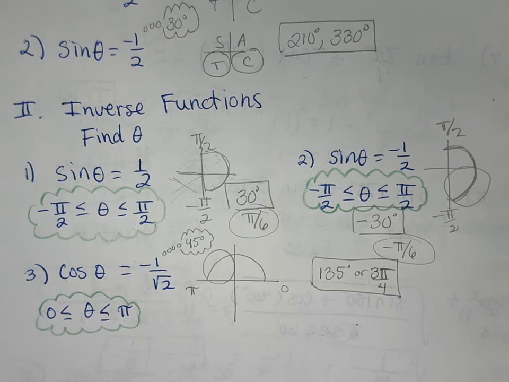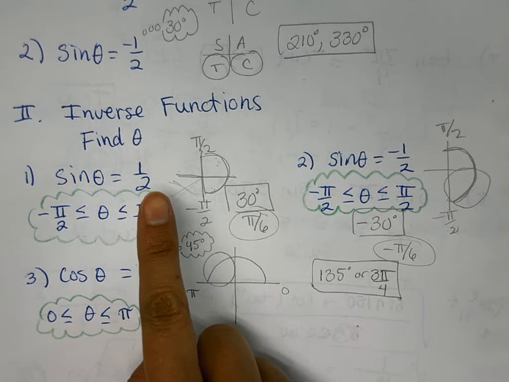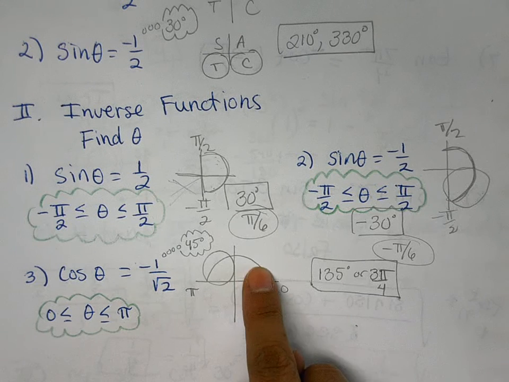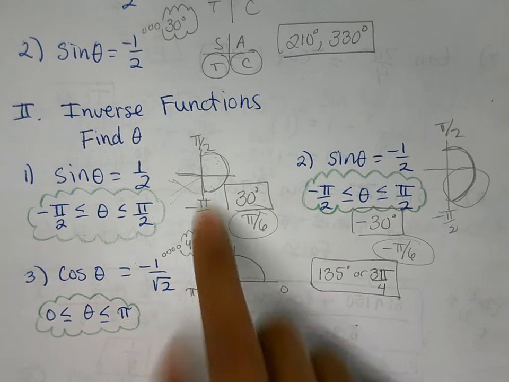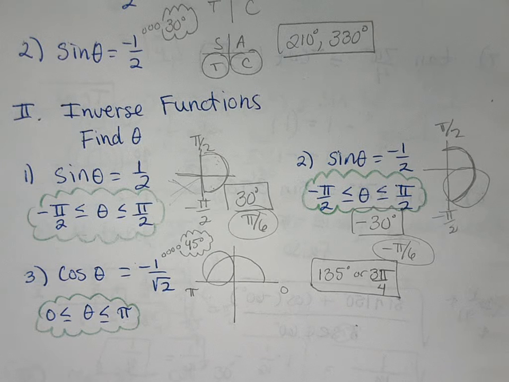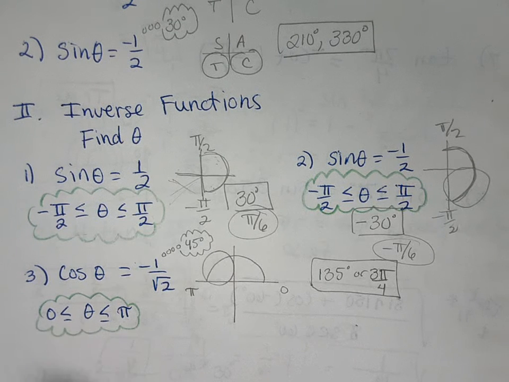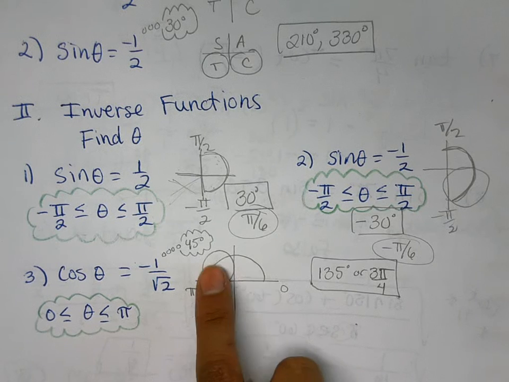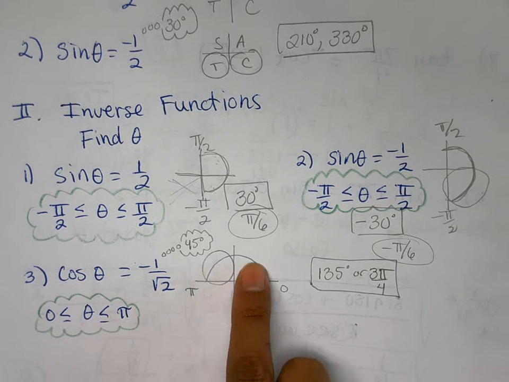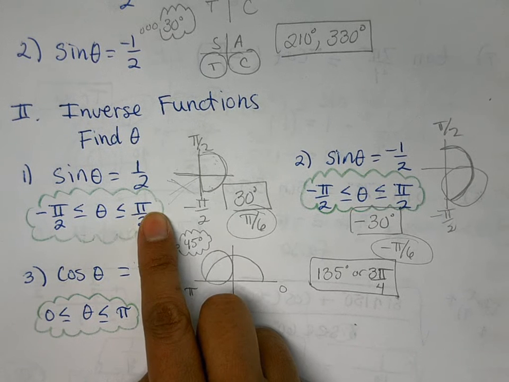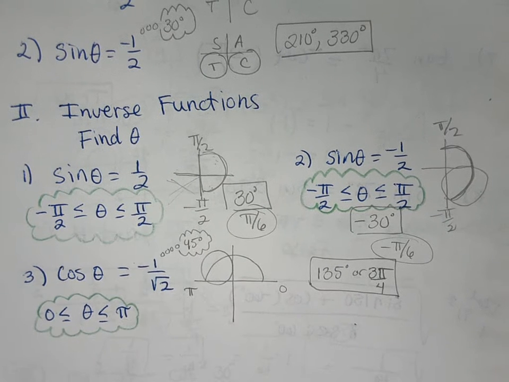Okay, so same question I asked you before. Why do you think for cosine the restriction is the top 2 quadrants and not the right side like we did for sine? I'm going to repeat the question. I want you to think about it. Why do you think for cosine we're restricted to quadrants 1 and 2 instead of 4 and 1 like we did for sine? Okay, so why?